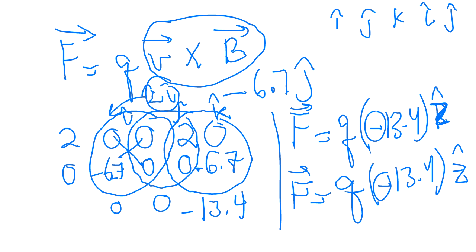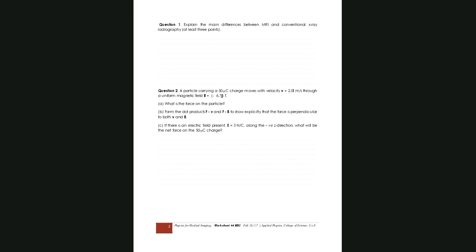It's 50 microcoulombs, and it's along the negative Z direction. So let's go back to this one here. What does it tell me? It says find the force on the particle. That's the first one, part A, which is done. Now all you have to do in this one is substitute for Q, and then you get the answer, and it's along the negative Z direction.